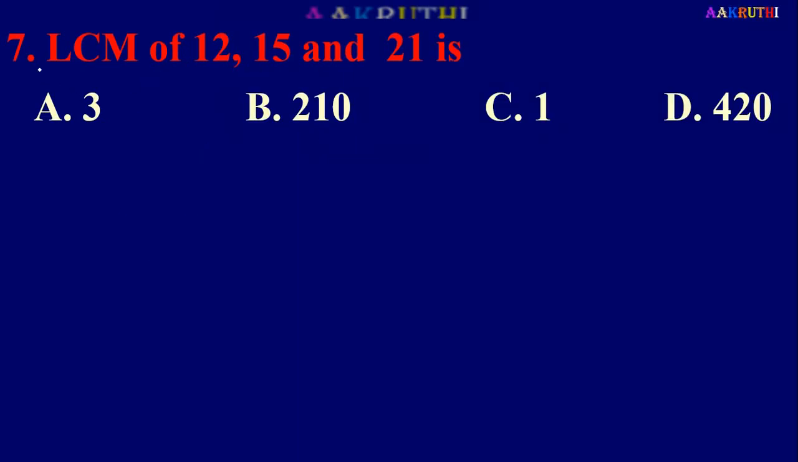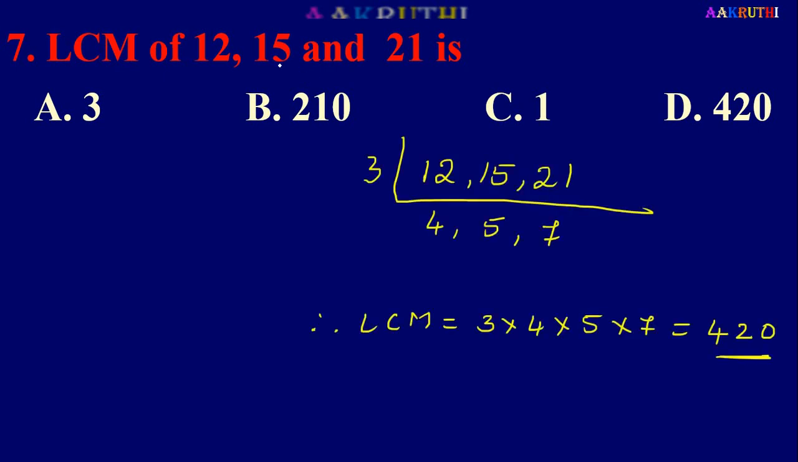So next, question number 7. LCM of 12, 15 and 21 is. Here we can use the prime factorization method or the division method. Divide all these numbers by a common number. That is, we can divide 12, 15 and 21 by 3. When we divide, we get 3 4s are 12, 3 5s are 15 and 3 7s are 21. Then there is no common factor in 4, 5 and 7. So therefore, LCM is 3 into 4 into 5 into 7, which is equal to 420. So which is option D.